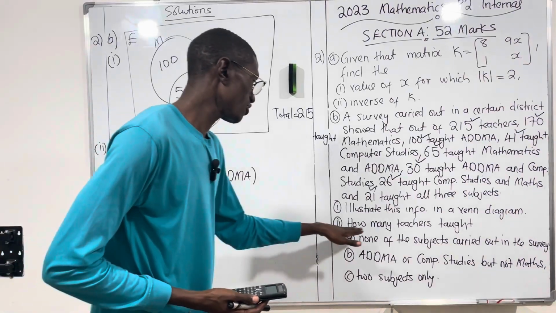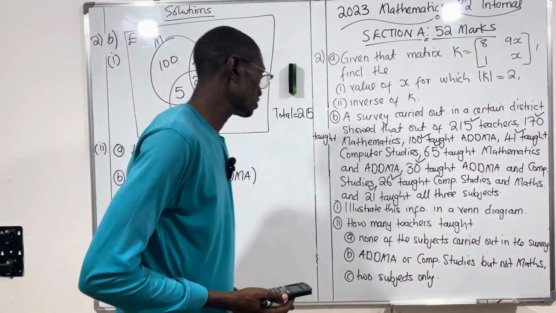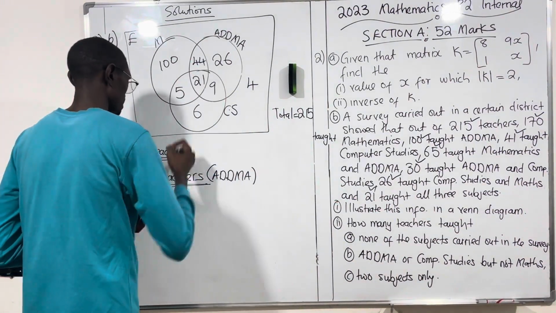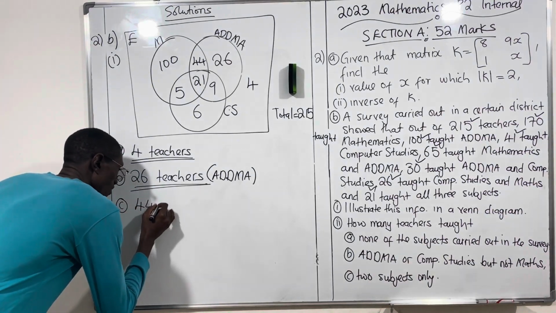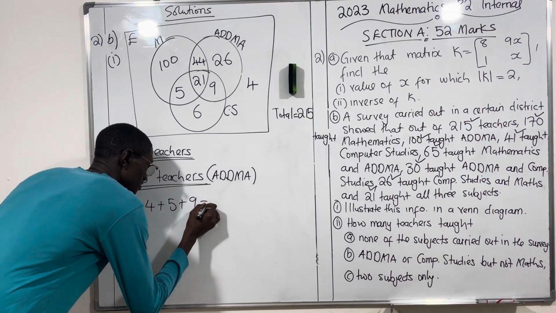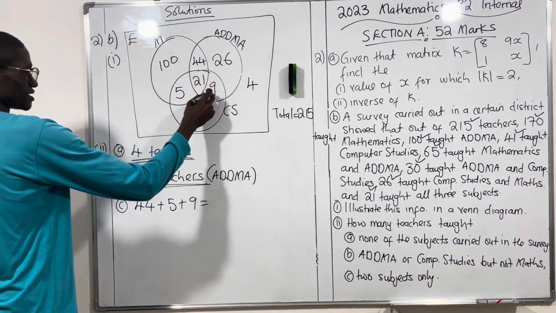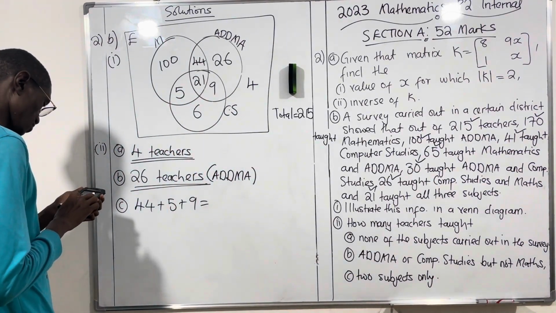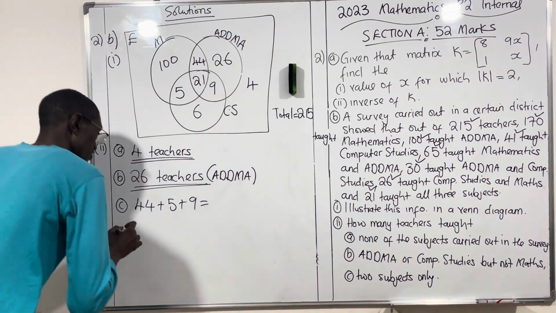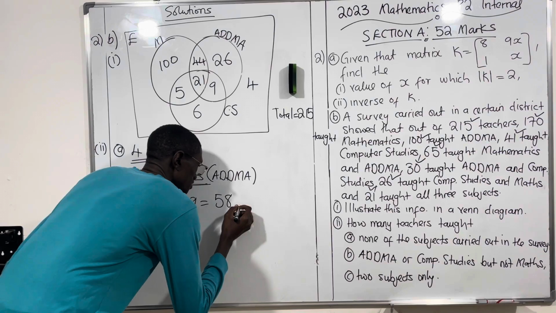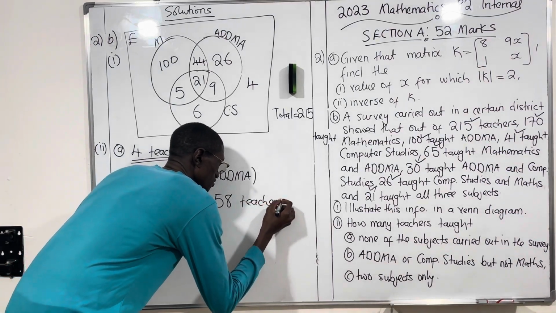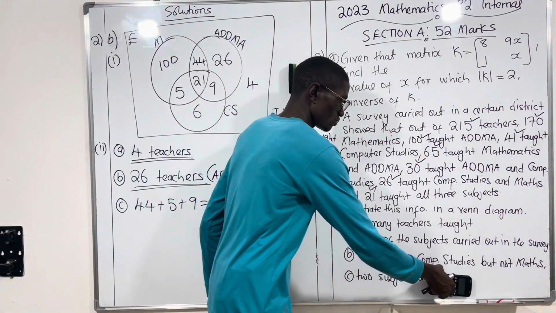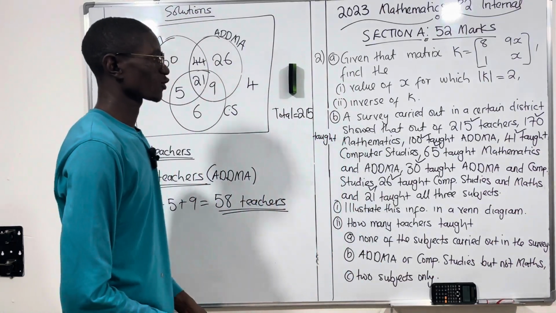We now come to the last one. So the last one says, how many teachers taught 2 subjects only? So for those who taught two subjects only, it's these ones here, these ones there, and those ones there. So we're going to say 44 plus 5 plus 9. What does this give us? They took two subjects only. So 44 plus 5 plus 9 gives me 58. So it's going to give us 58 teachers. And that will be our final answer. So this is how you answer these two questions.